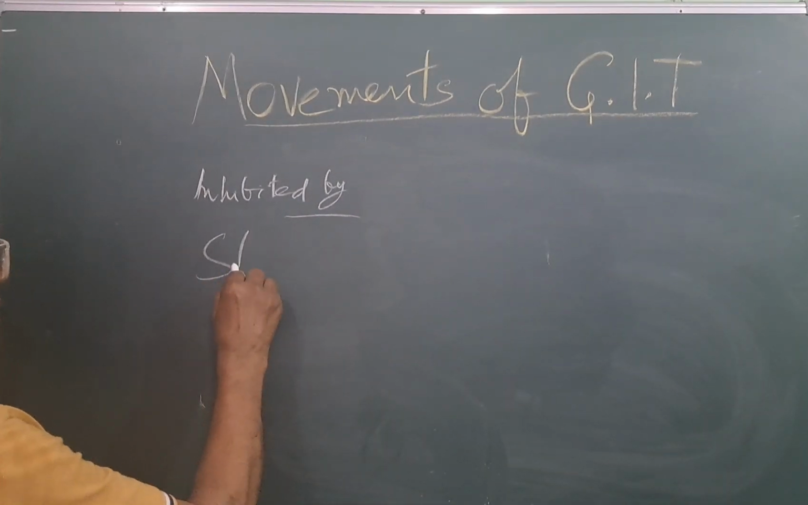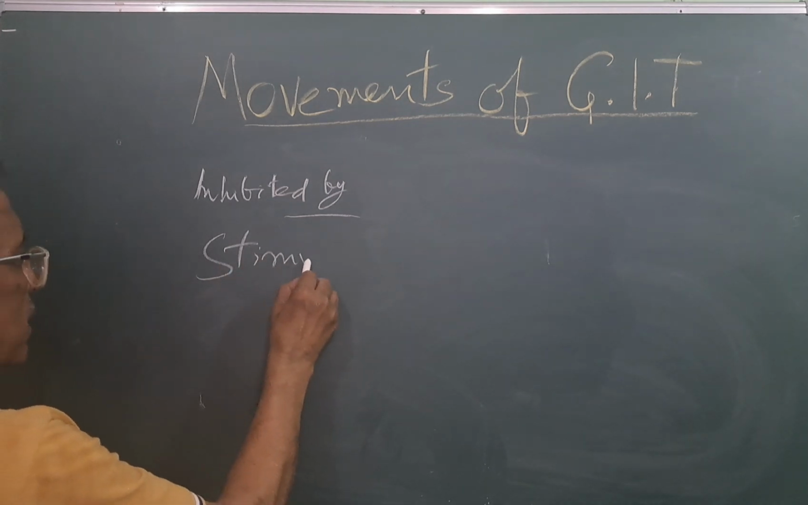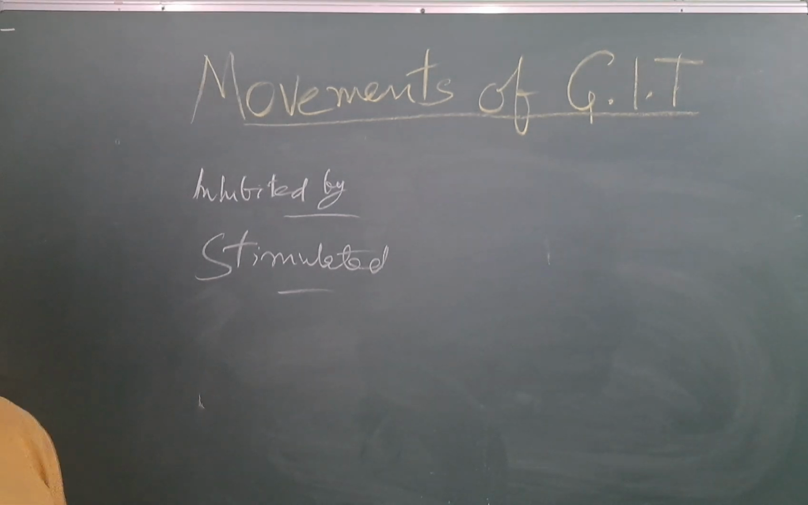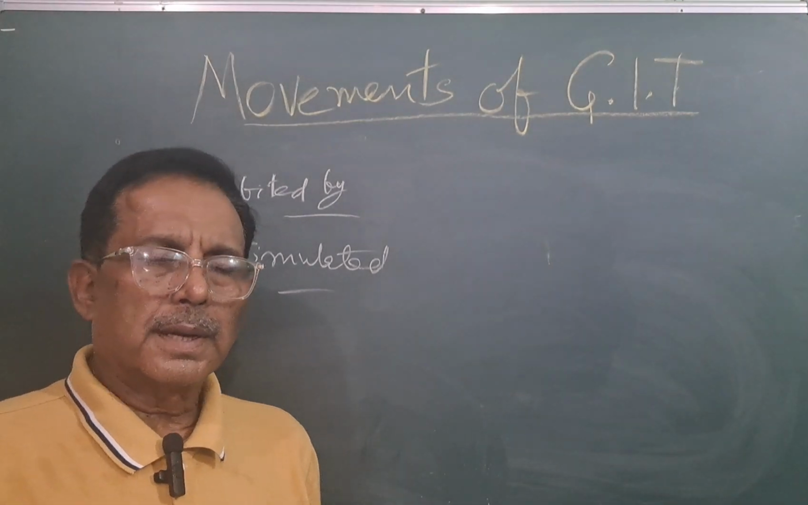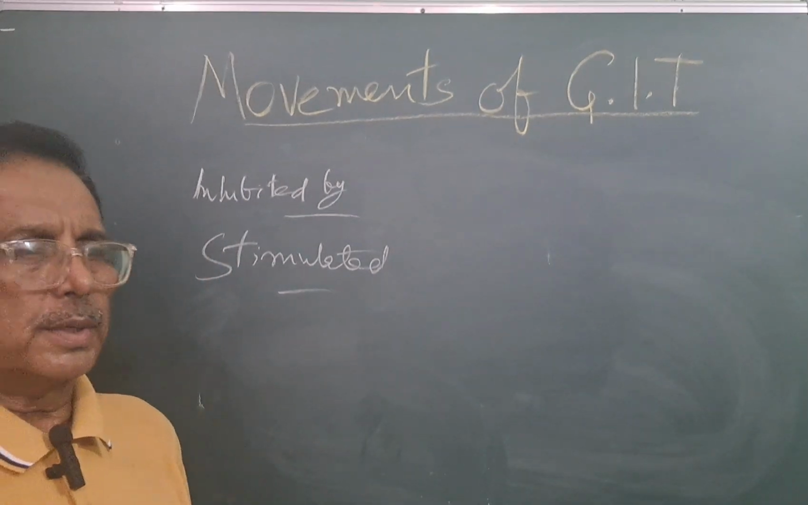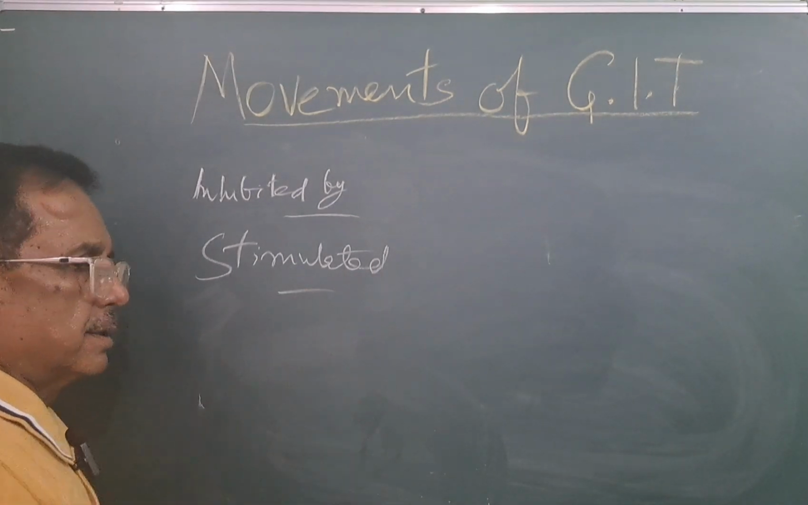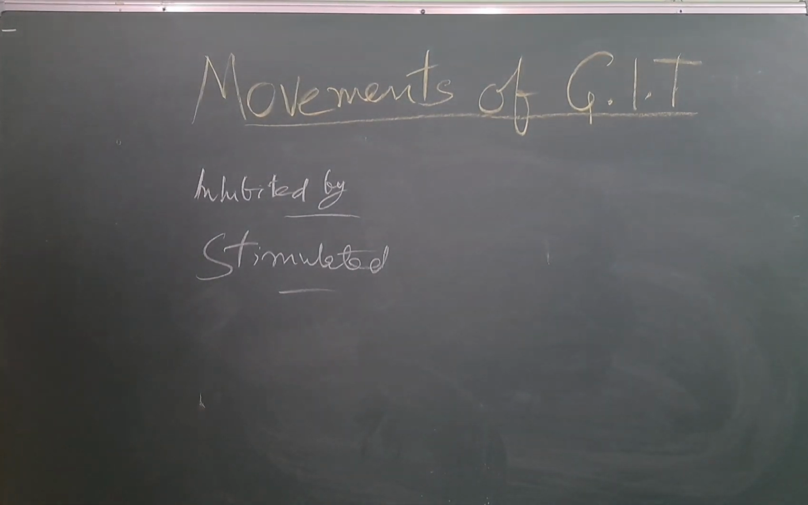Gastric emptying is stimulated by the parasympathetic nervous system, gastrin, motilin, and excitement. These things stimulate gastric emptying.